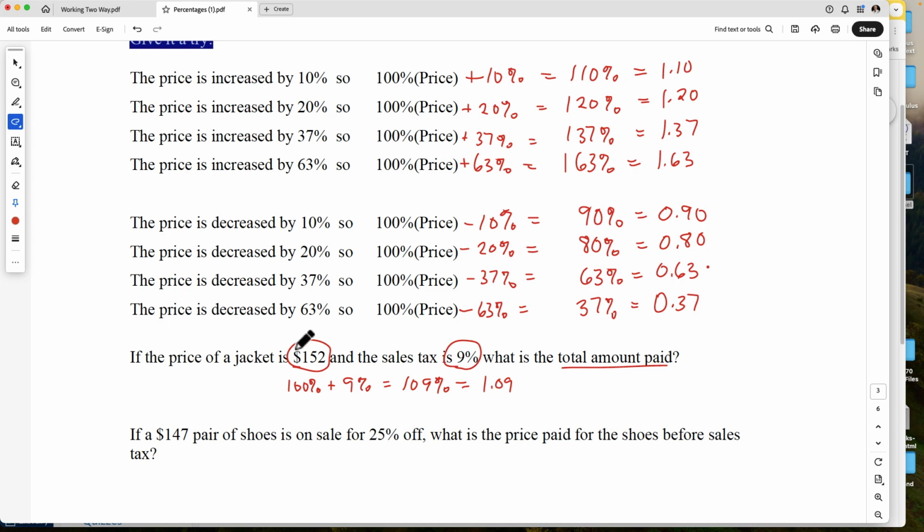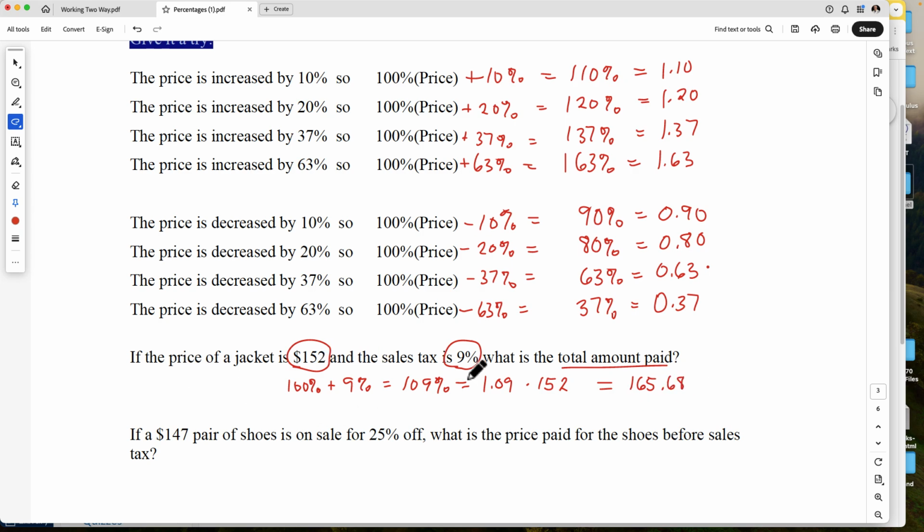If we multiply this by the price of the jacket, what we're going to get is the total price. That 1 will give us the price of the jacket, the 0.09 will give us the tax, and it's already been added together. What do we get? 165? 165.68. So that's what we would actually pay for the jacket with the taxes.